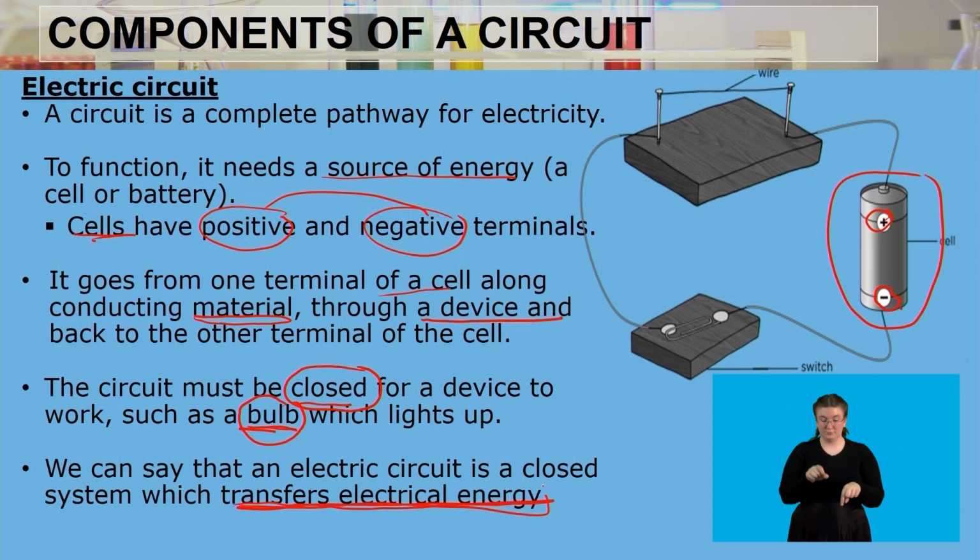If someone asks you what an electrical circuit is, this is what you can say: that it's a closed system which transfers electrical energy from one terminal to the other, and the electrical current is passing through certain devices. Now those devices, what are they?